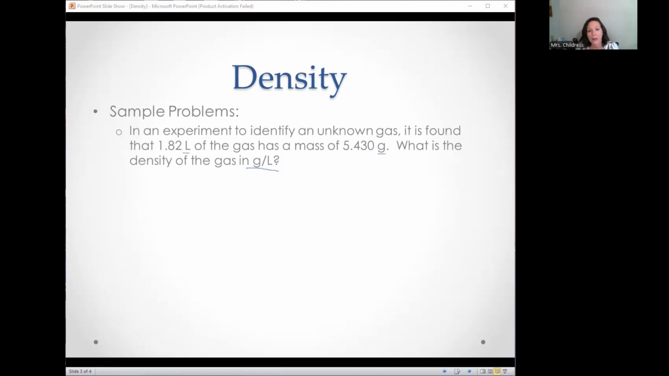You may also abbreviate. You do not need to write out mass and volume when you write out your formula, your equation, or density for that matter. It can simply be D equals M over V.